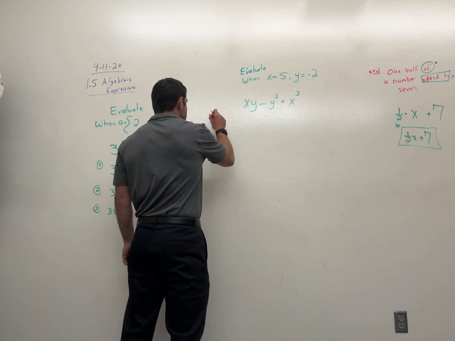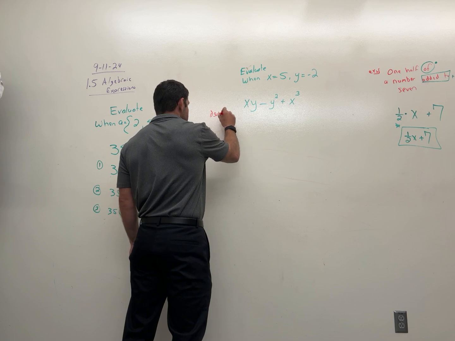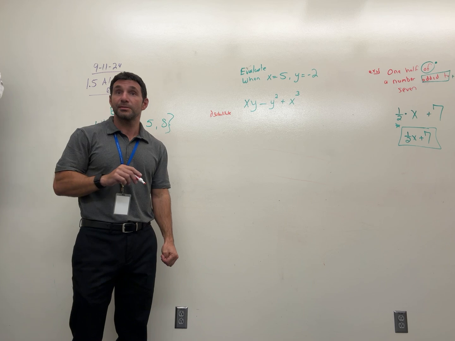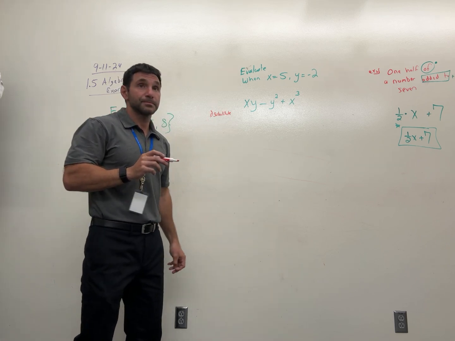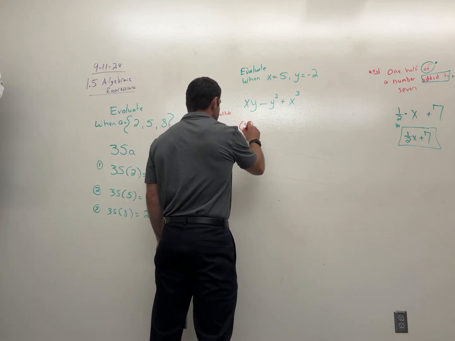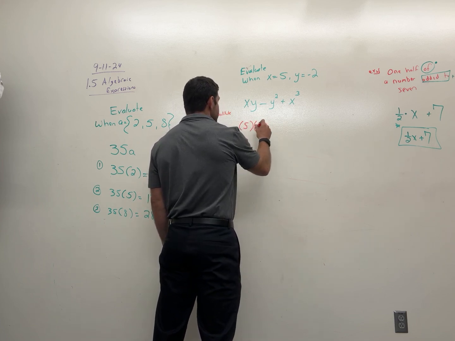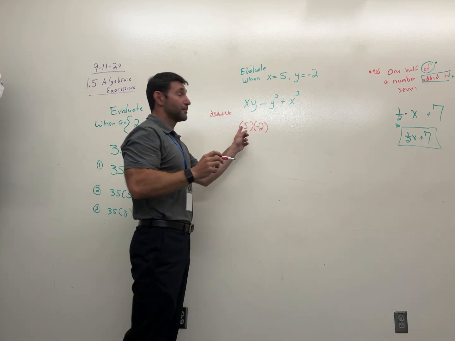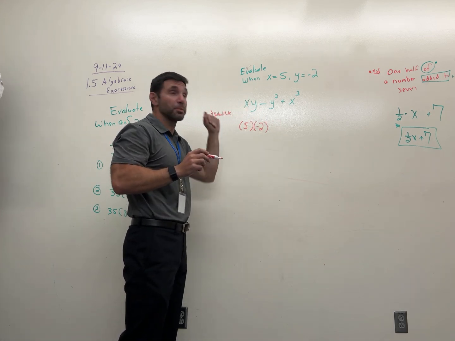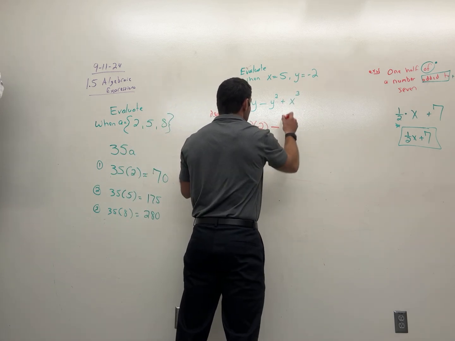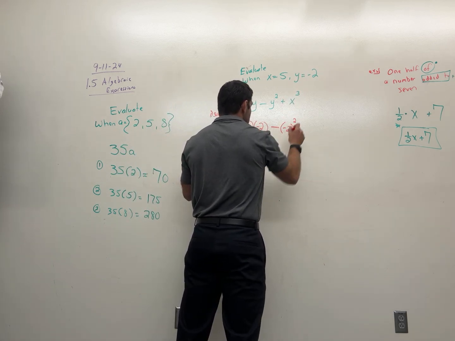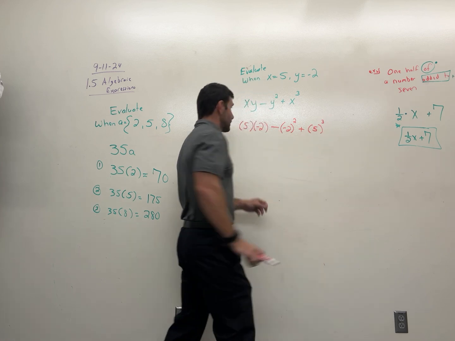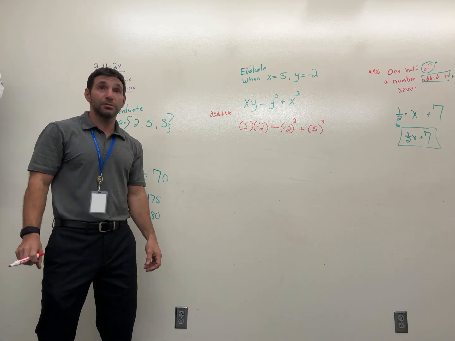Step 1 is to substitute. When we substitute, everything goes in parentheses. What's x? 5. What's y? Negative 2. So I've now put xy. This doesn't mean 52. It's x multiplied by y. Minus y is negative 2 squared. Plus x is 5 to the third. That's substituting in.